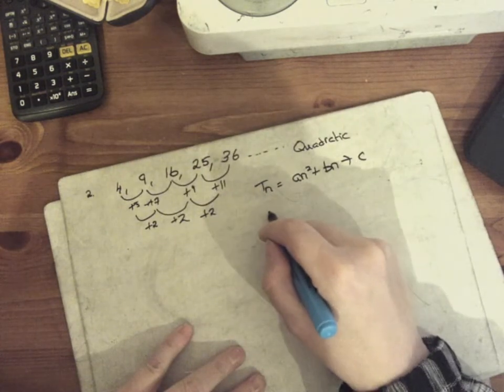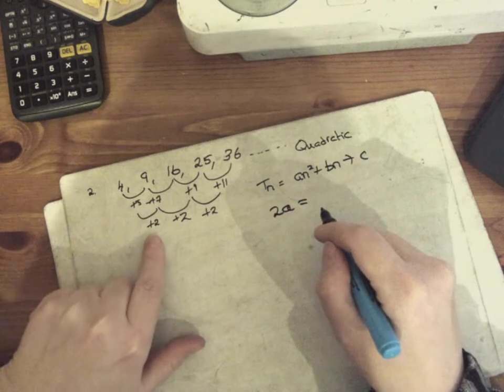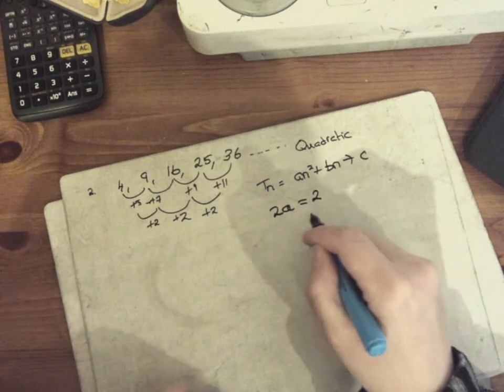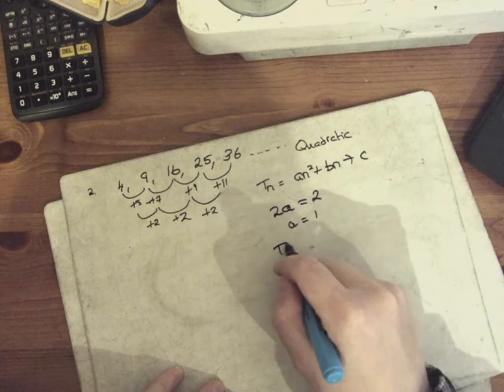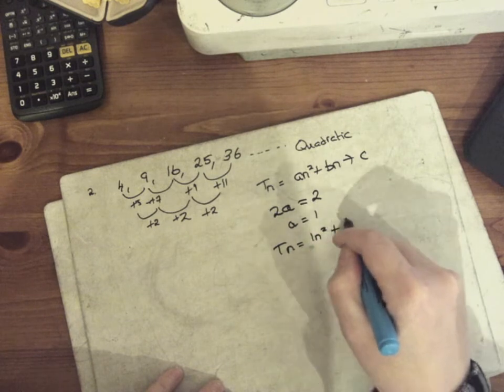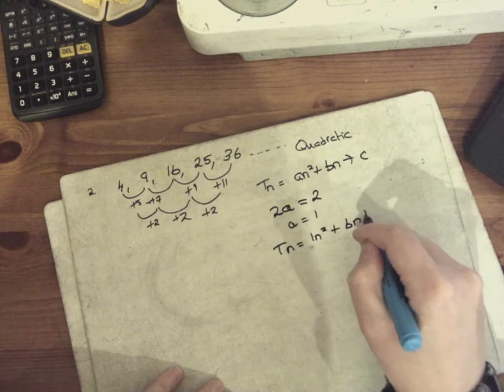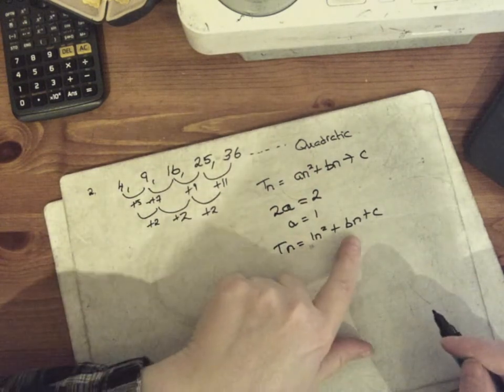Second piece of information is 2 times A. So that A there, 2 times A is equal to the second difference. So 2 times A is 2. So that means A is 1. So your Tn is equal to 1n squared plus Bn plus C. So you figured out what A is, right? Now you need to figure out what B and what C are.